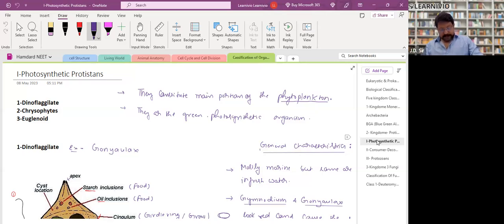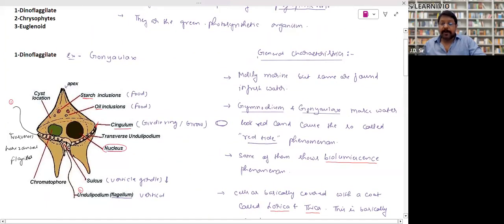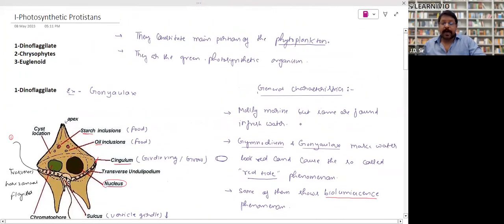Sir, what is the red tide effect? Red tide. Okay. Yes. A red tide effect is basically caused by these red algae, or red phytoplankton, like these chrysophytes, right, and dinoflagellates. So look, Gymnodinium and Gonyaulax. These are types of dinoflagellate.